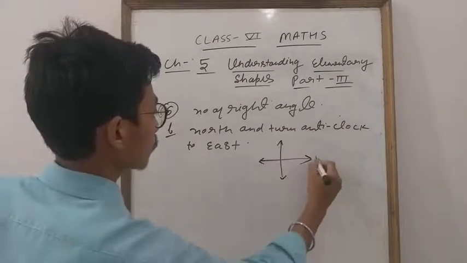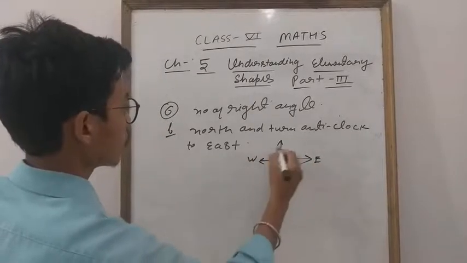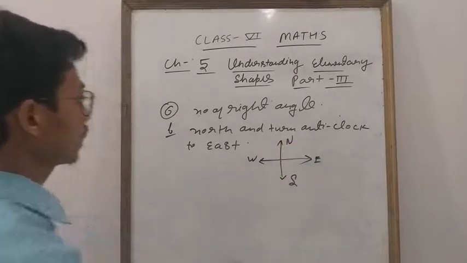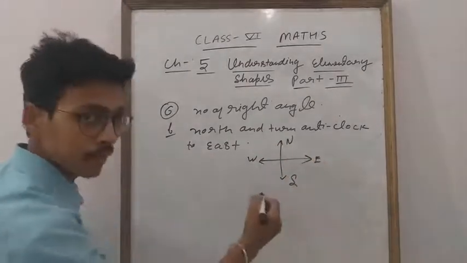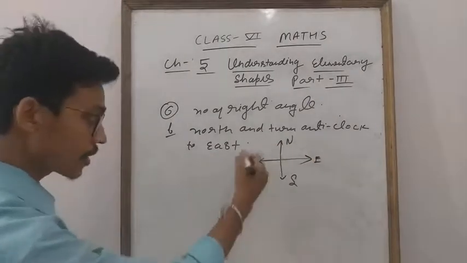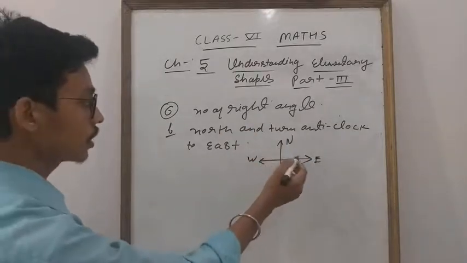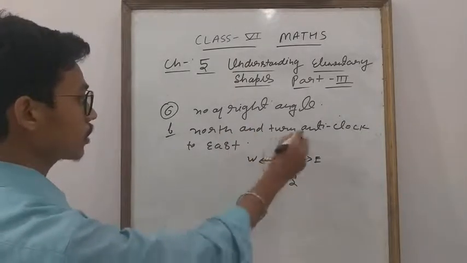See, east, west, north, south. It is given north and turn anti-clockwise to east. Now you know that clockwise means the right hand side. Anti-clockwise means the left hand side. So north to east. See, north and east.